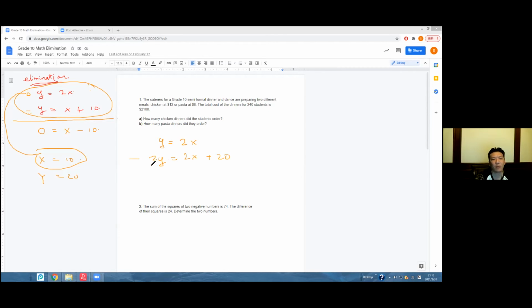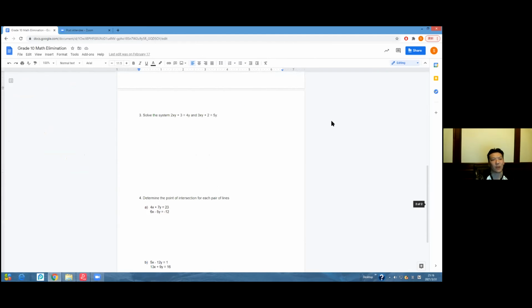Do the same thing, we subtract. y take away 2y is negative y. 2x take away 2x is equal to 0. And 0 take away 20 is negative 20. So we end up with negative y is equal to negative 20, and y therefore equals 20. And then we can plug it back in to solve for x. So it doesn't matter which one you choose to eliminate. You will be able to get the exact same answer.